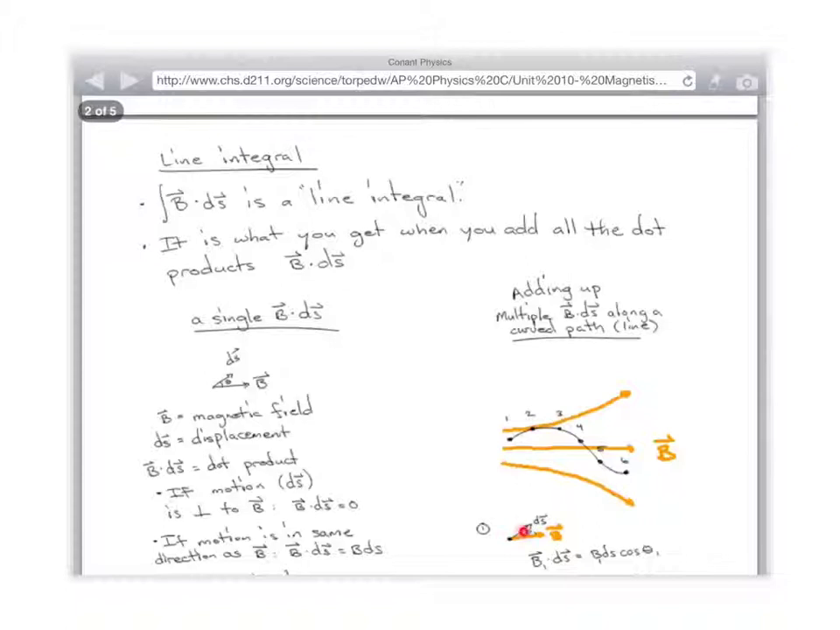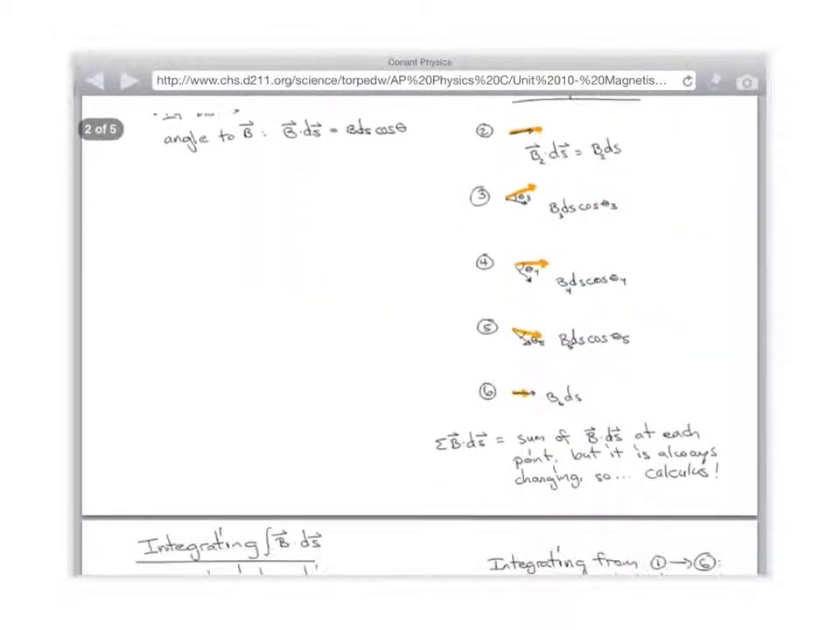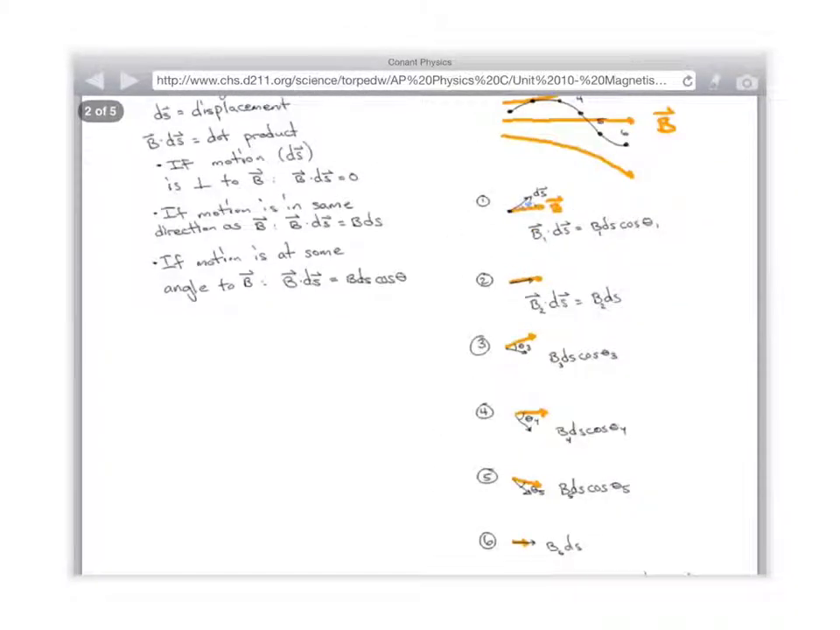Theta is the angle in between the ds vector and the b vector. So that little piece would be b ds cosine theta. Got it? Now, if I wanted to do it over this entire arc, which is 1, 2, 3, 4, 5, 6, what I'd have to do is calculate b dot ds for every single point. Does that make sense?